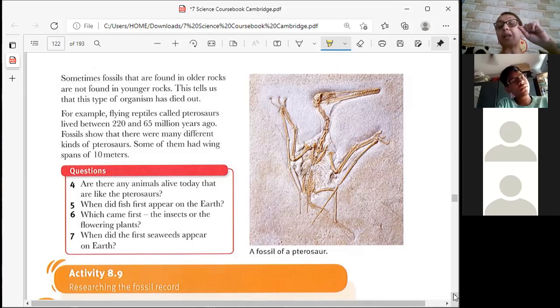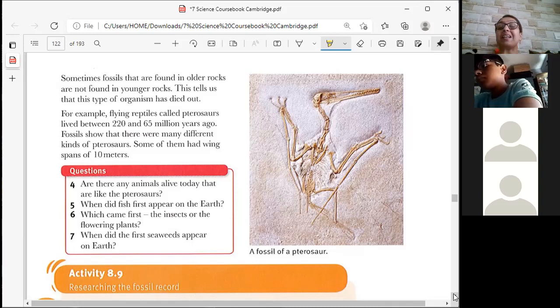See, this question can be asked as a give reason. Sometimes fossils that are found in older rocks are not found in the younger rocks. Give reason: because by that time, that type of organism might have died out, become extinct.